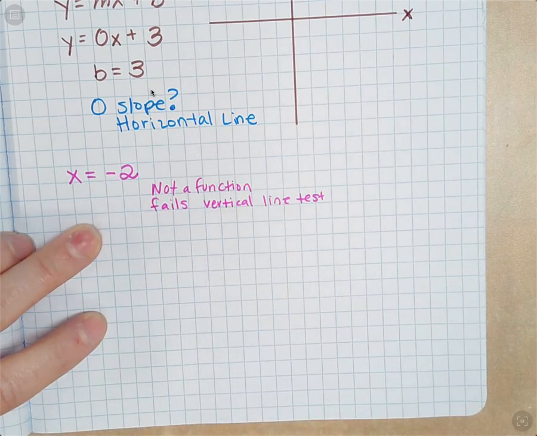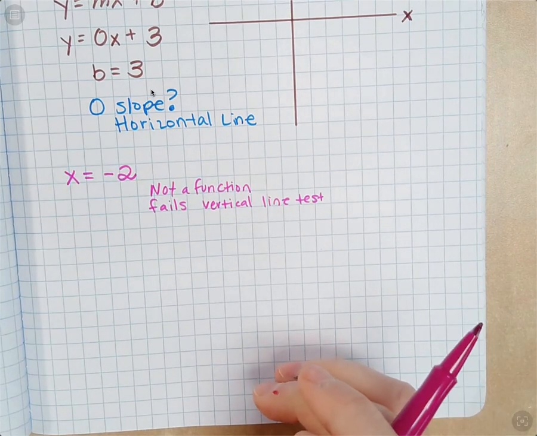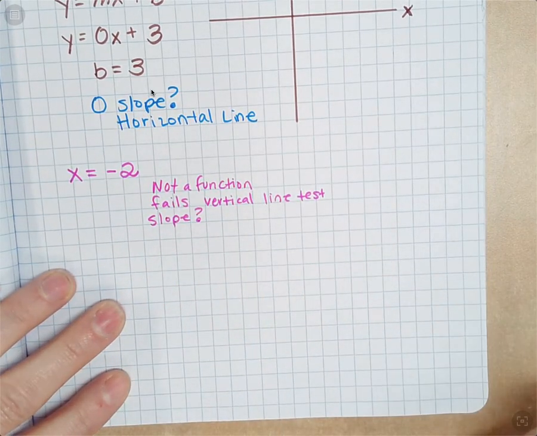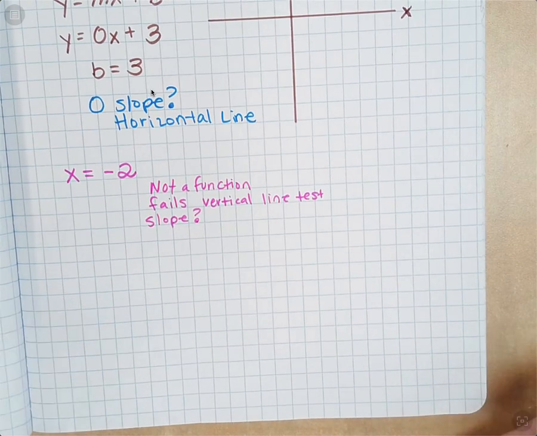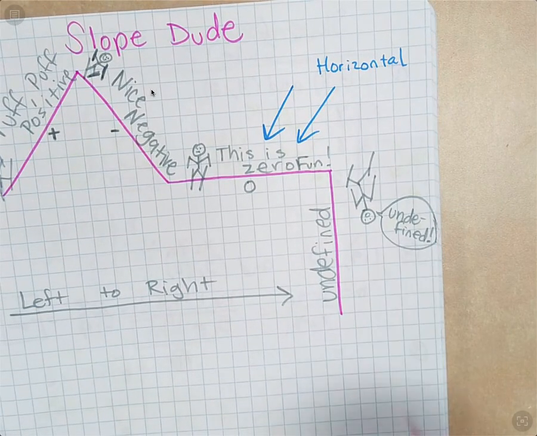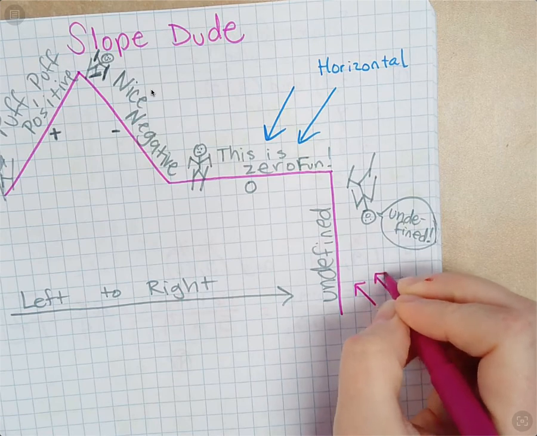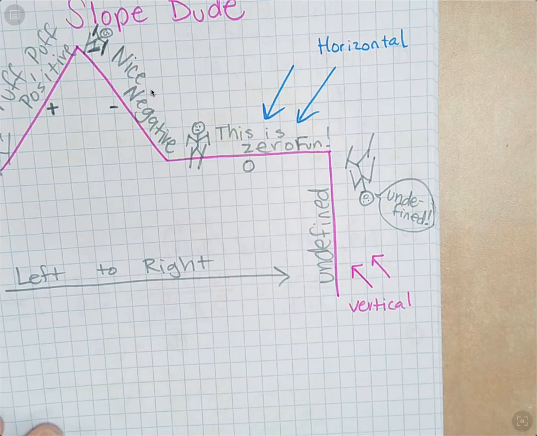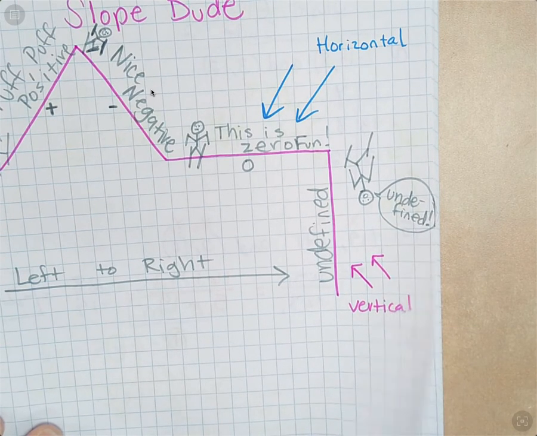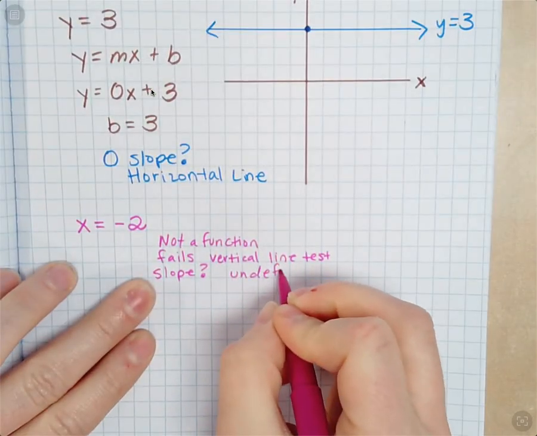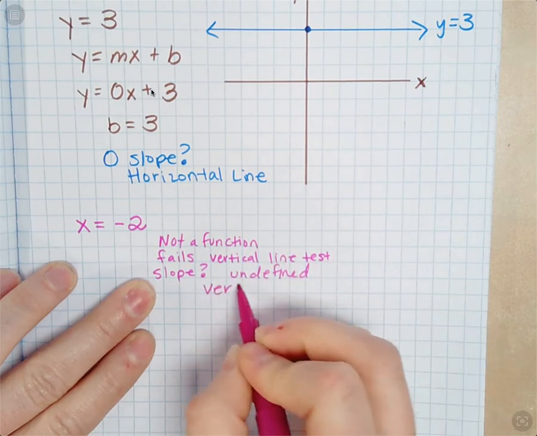So x equals a number, not a function, fails the vertical line test. So what kind of line would fail the vertical line test? What's the slope of this? If it's going to fail the vertical line test and it's not a function, what options do I have for slope? Undefined, yeah. What kind of line is this? Vertical. So the slope is going to be undefined, which is going to give us a vertical line.